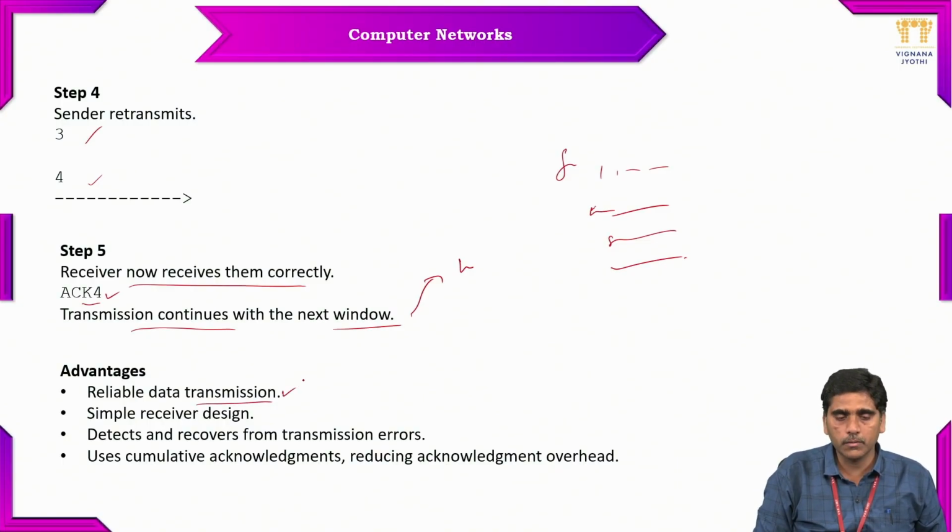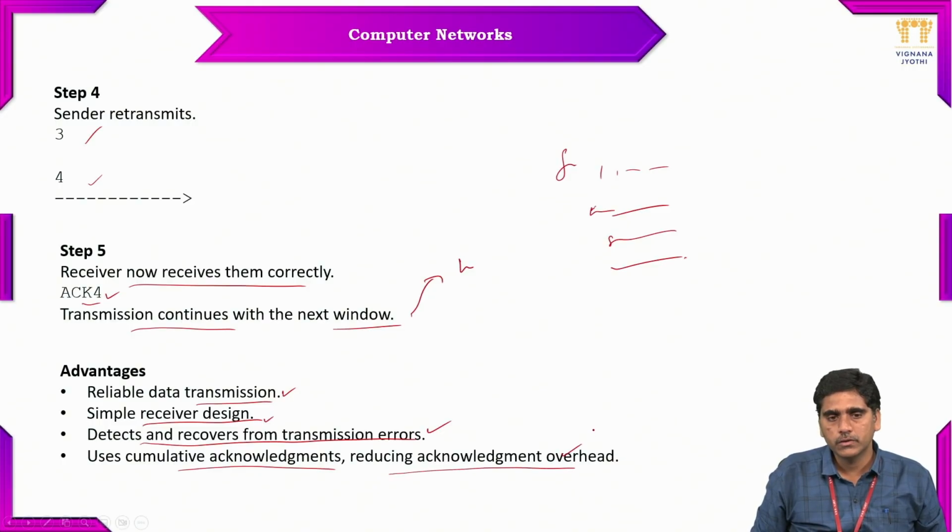Reliable data transmission. That means it uses the channel as well as proper time utilization. And a simple receiver design. The receiver also participates: each acknowledgement is forwarded, and if any errors are there, it acknowledges up to the frames received before the error. It detects and recovers from transmission errors also. It uses cumulative acknowledgements, reducing acknowledgement overhead, rather than sending an acknowledgement for each and every frame received.